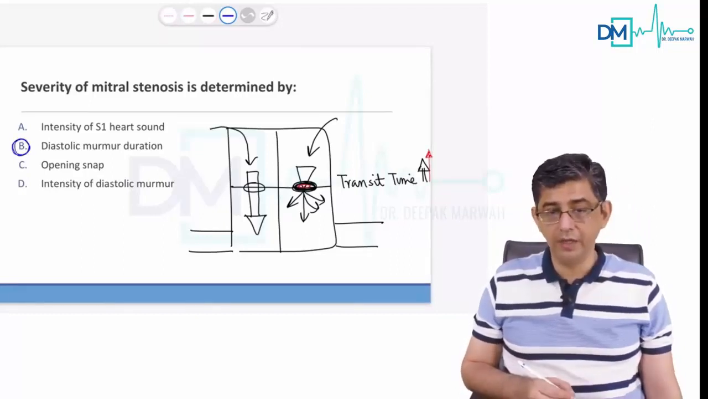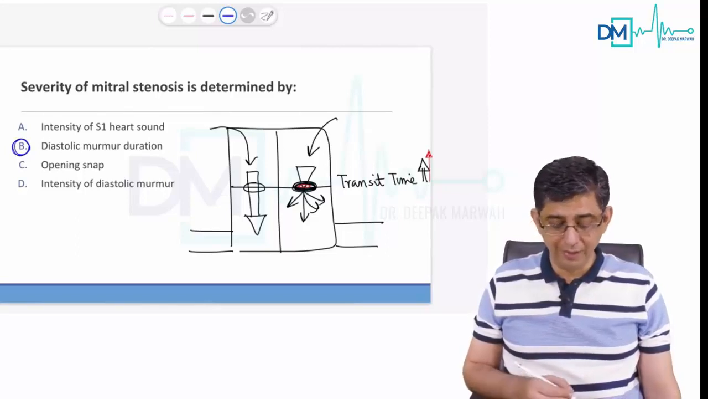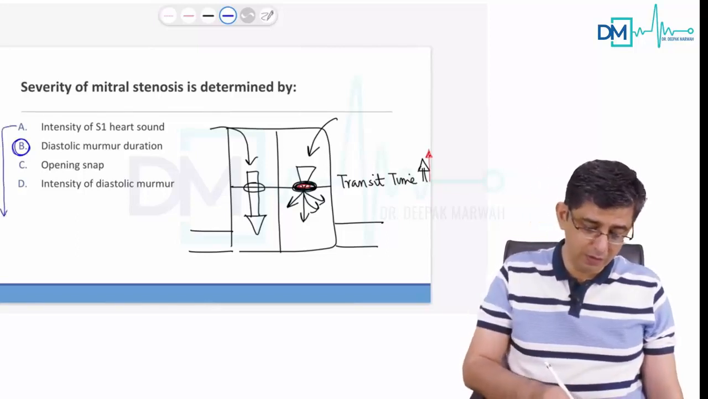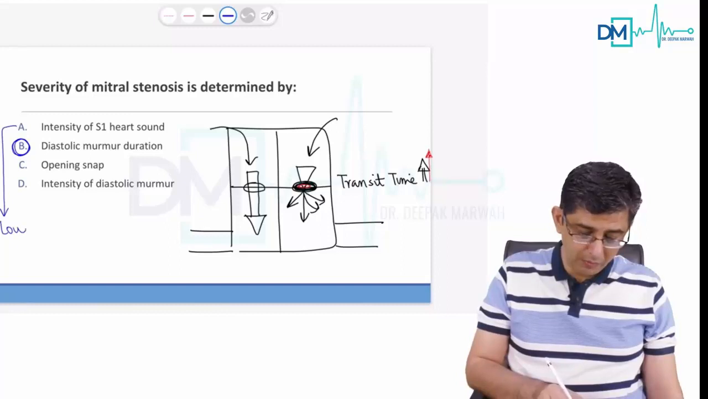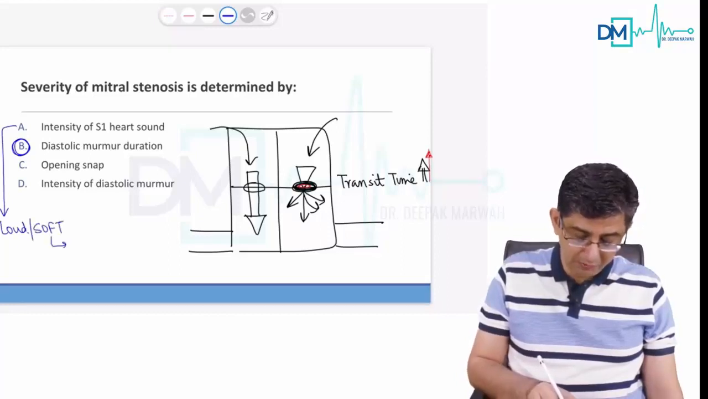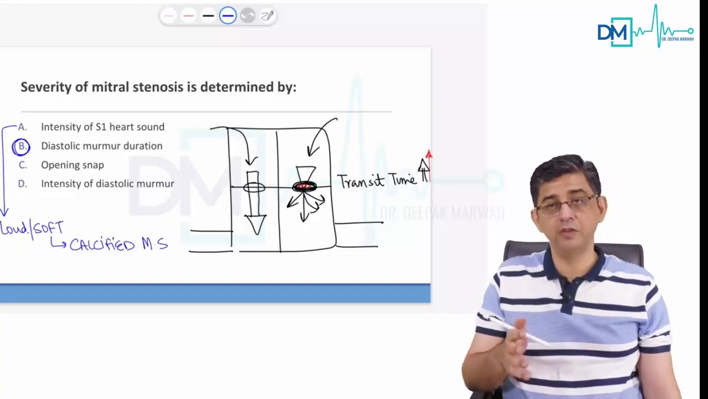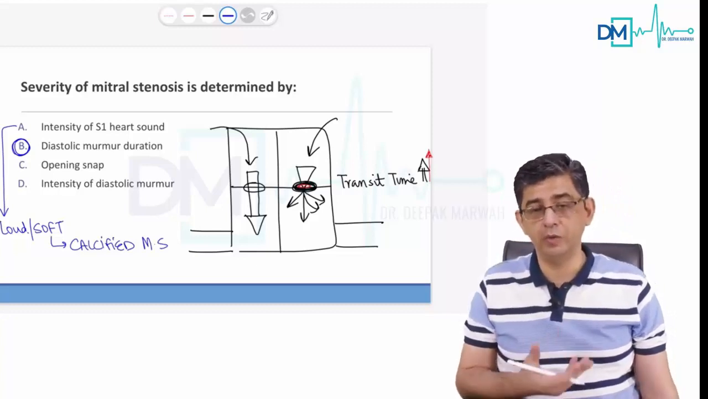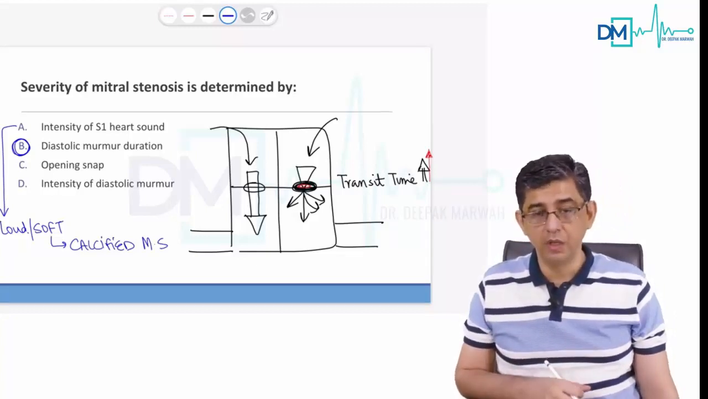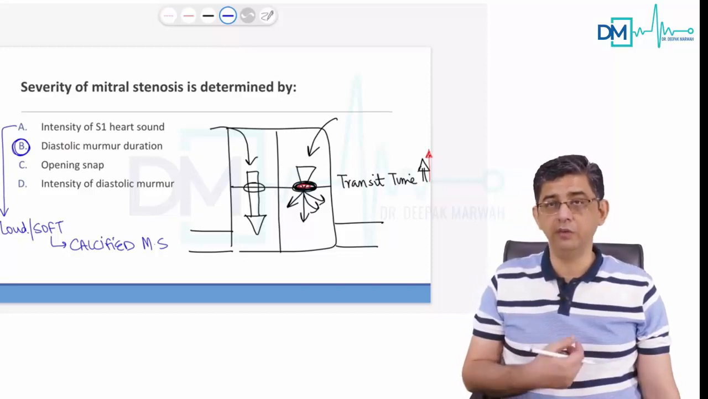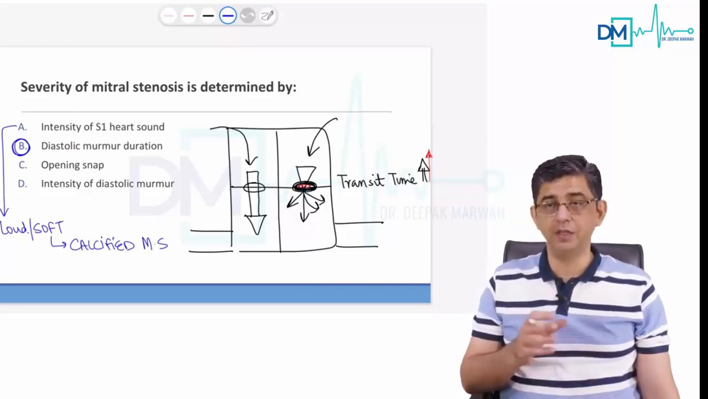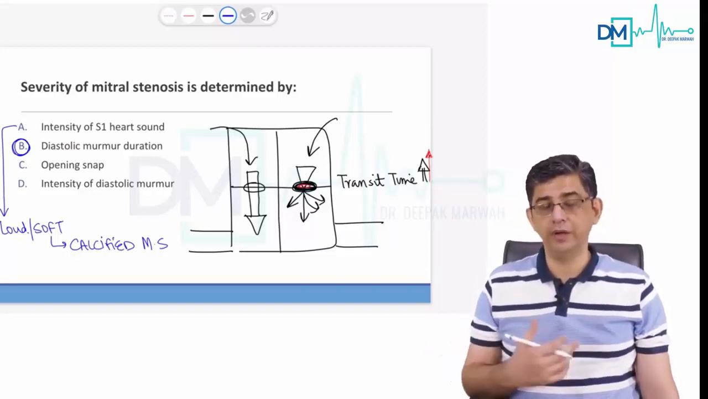Do not answer intensity of S1. Intensity of S1 in mitral stenosis can be loud or it can be soft. In fact, soft tells you not about the severity. Soft tells you that there is a calcified mitral stenosis. Because of the calcium deposition, the valves will move with less mobility, and the reduced mobility causes a soft S1. Opening snap can be loud, that's a normal happening, but you just can't say it is loud, louder, loudest. You can't rate it.